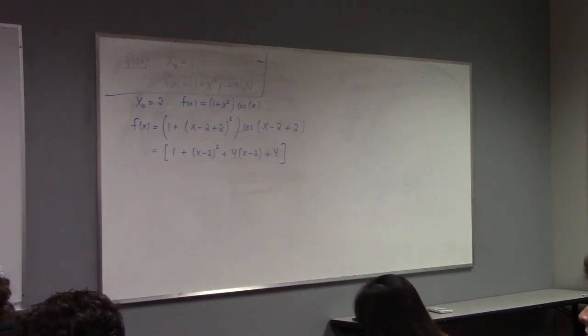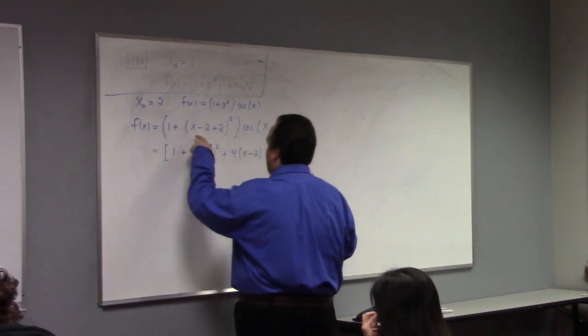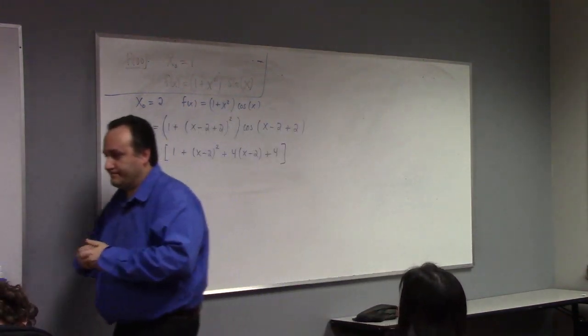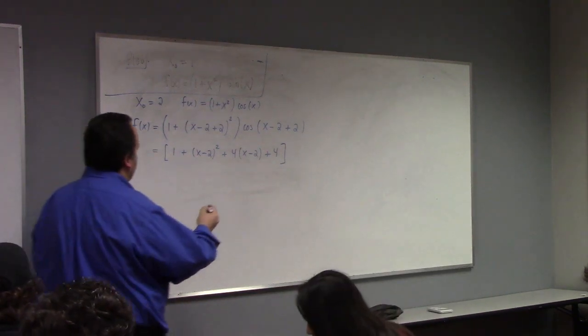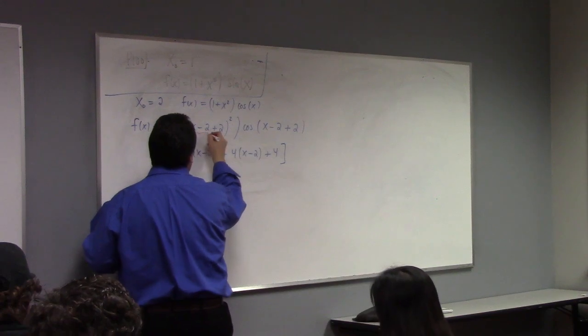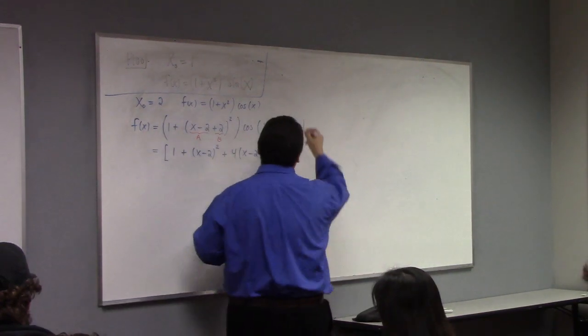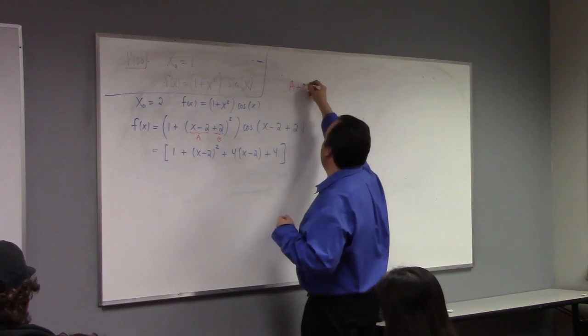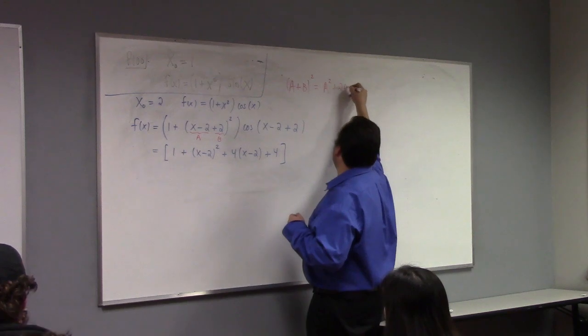Does that make sense? I just foiled it out. What I'm using is algebra. So I'm thinking of this as A and this as B. Let me tell you my internal logic here. If I have A plus B squared, how does that go? The way it goes is this: A squared plus 2AB plus B squared.